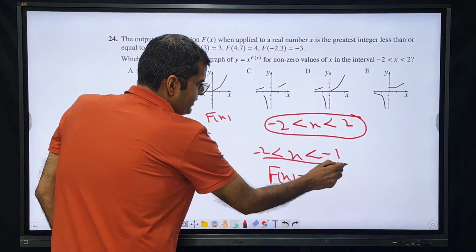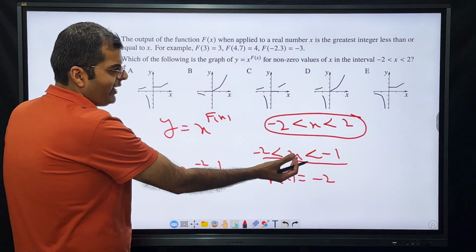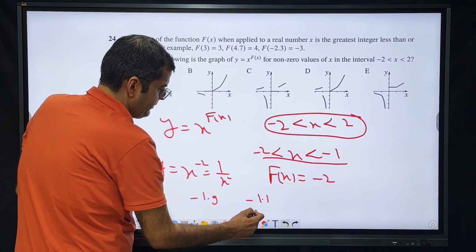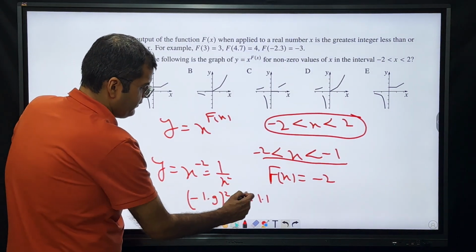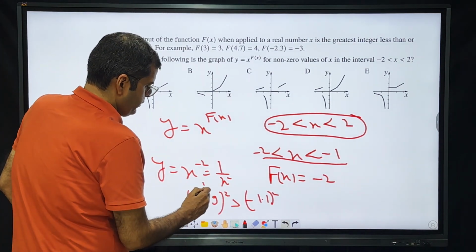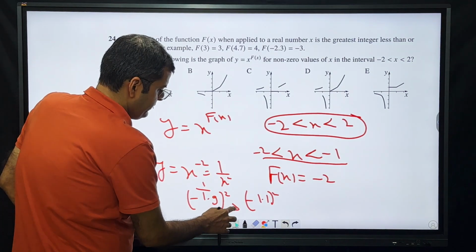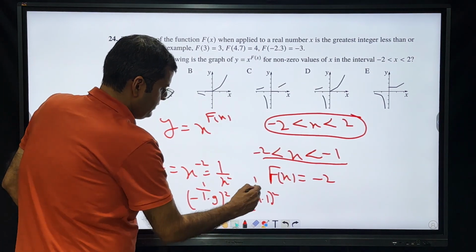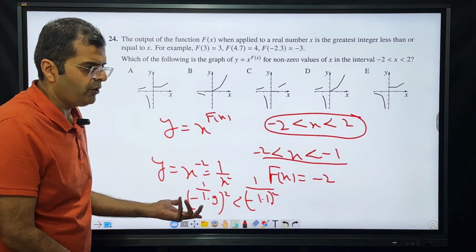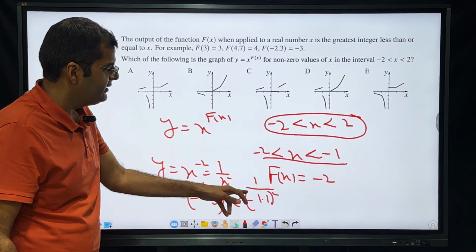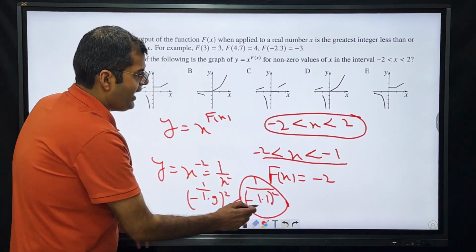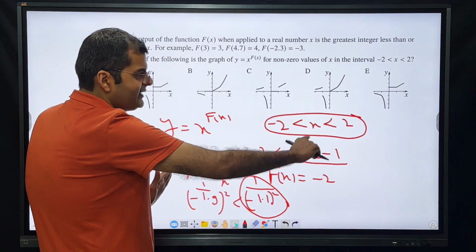And in that range, is the function increasing or decreasing? You can pick some values and check. If you pick, let's say, minus 1.9 and minus 1.1, what is the square of them? If I square them, this becomes bigger, but then I take the reciprocal, so the inequality sign reverses. So 1 upon minus 1.9 whole squared, which becomes a positive number ultimately, is less than 1 upon minus 1.1 whole squared. So this is a greater number. So as you move from minus 2 to minus 1, the function is increasing.